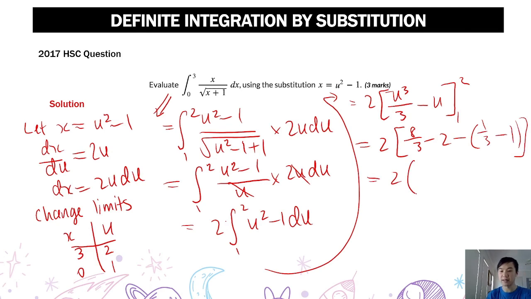So this will be 8 over 3 minus 2, which is 2 over 3, minus a third minus 1, which is minus 2 over 3. So this will become 2 times 4 over 3, which is 8 over 3. So our answer for this integral is 8 over 3. You can see the same steps with integration: you just want to make sure you change the limits and convert all the x's into u's at the same time.